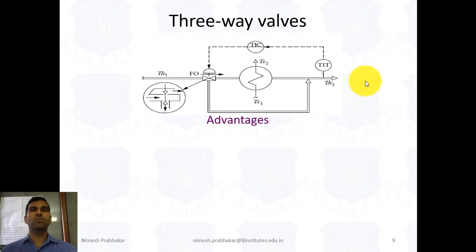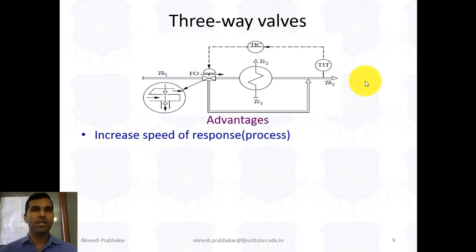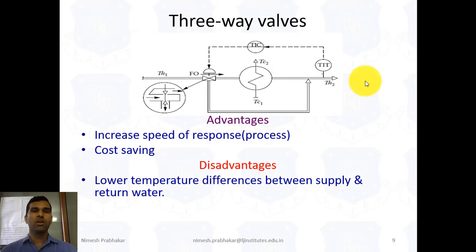So what are the advantages of the three-way valve? The first advantage of this three-way valve is increased speed of response. That means the process speed is increased by this three-way valve. Then the cost saving. So this is another example of this bypass valve. There are a few disadvantages of this bypass valve. The first disadvantage is a lower temperature difference between supply and return water. And the second disadvantage is the increased pumping cost. So these are the disadvantages of the three-way valve.